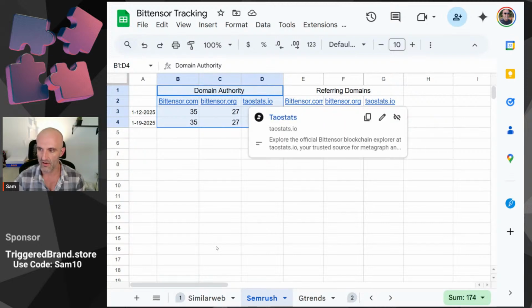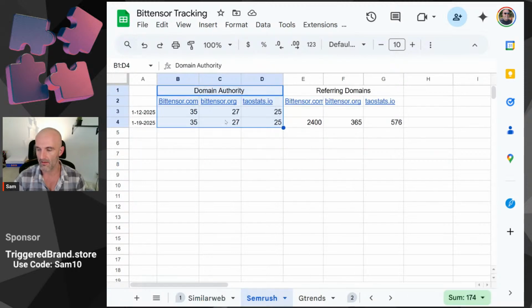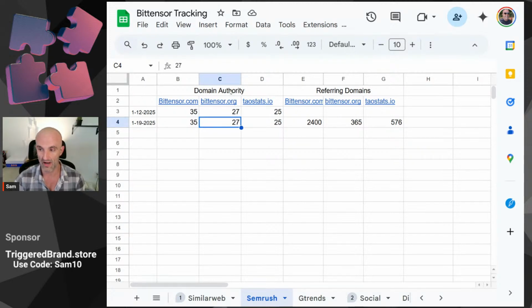And even though if we go back to SimilarWeb, Tau Stats has the highest ranking on SimilarWeb, followed by Bittensor.com. And if you come over here, even though Bittensor.org has a lower ranking on SimilarWeb, they have a higher domain authority when you use SEMrush as the platform you're using to gather this data.